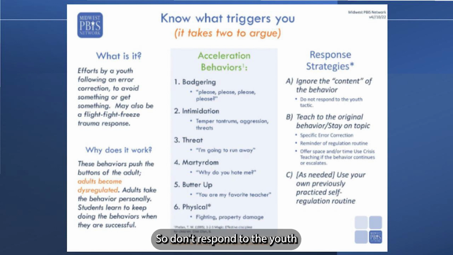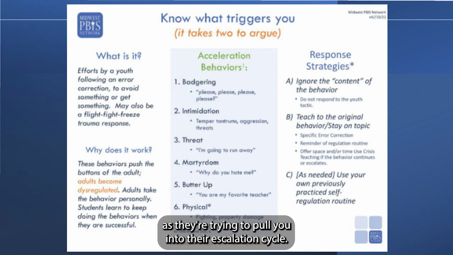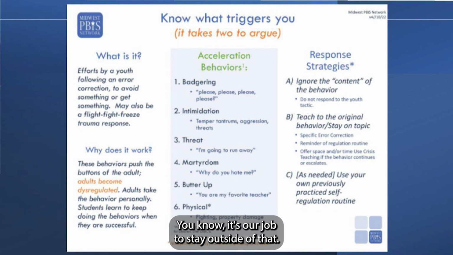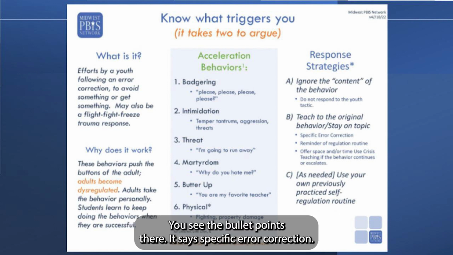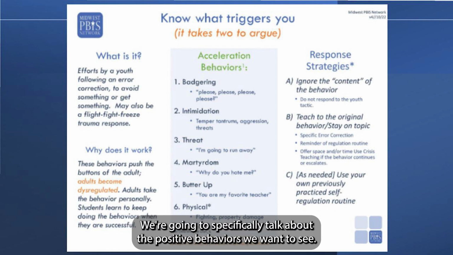So some strategies that we can implement, you see there is ignore the content of the behavior. So don't respond to the youth as they're trying to pull you into their escalation cycle. It's our job to stay outside of that. B, we could teach the original behavior, so kind of keeping them to stay on topic. You see the bullet points there. It says specific error correction, where we're going to specifically talk about the positive behaviors we want to see.